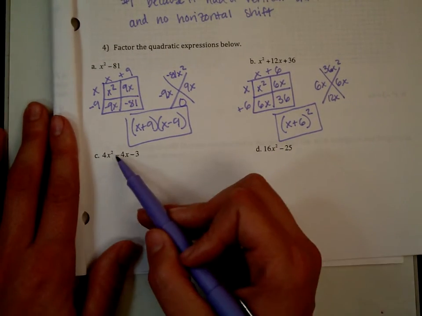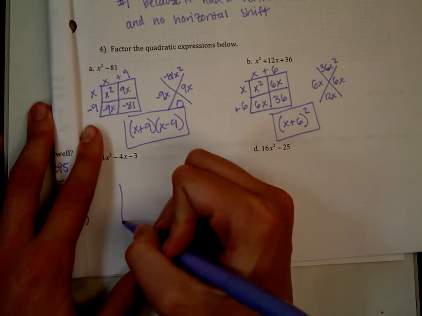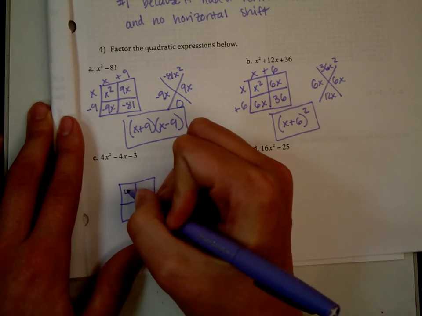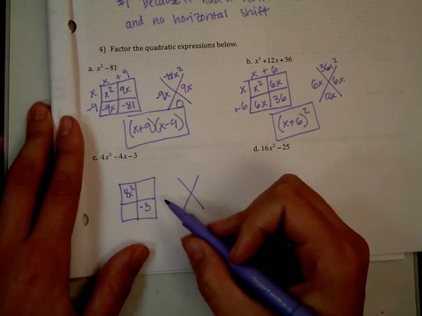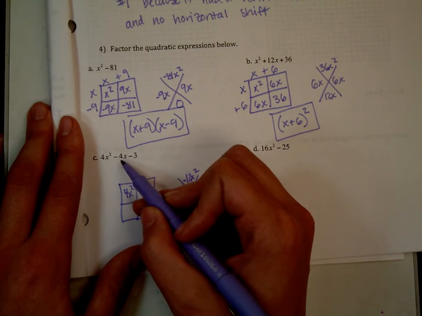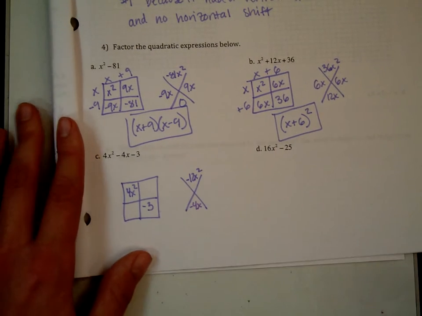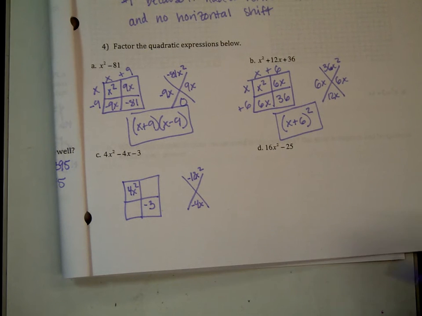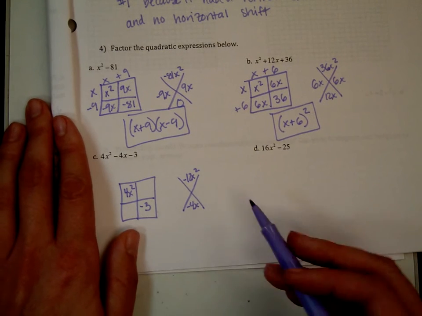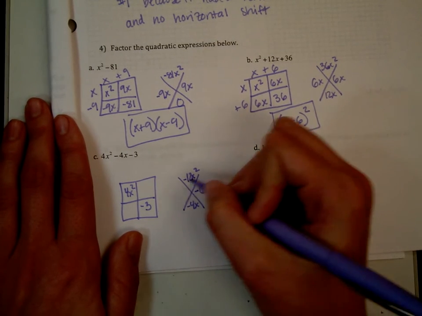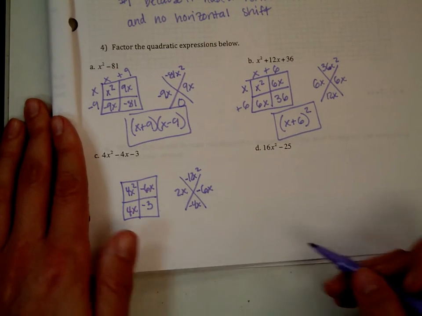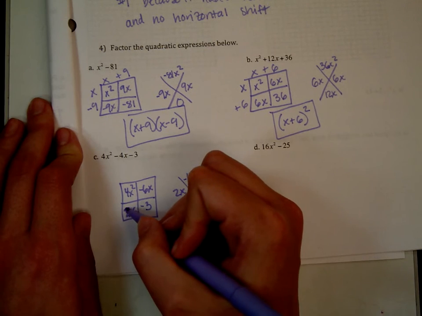Here again, no common factors. So I'll make my box and my diamond. I've got 4x squared and negative 3. So this would be negative 12x squared. And then we need them to add to negative 4x. So numbers that multiply to 12 are 2 and 6. They will add to 4. We need the 6 to be negative because of the negative 4. Oh, this is negative 6 and that's 2x.